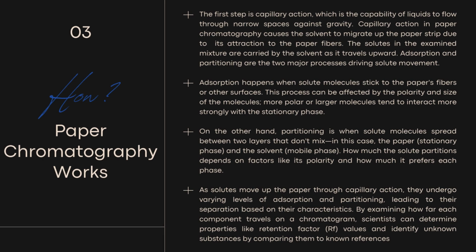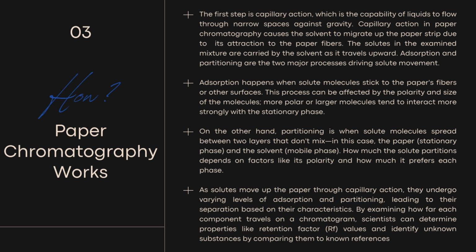Next, I'm going to talk about how paper chromatography works. The first step is capillary action, which is the capability of liquids to flow through narrow spaces against gravity. Capillary action in paper chromatography causes the solvent to migrate up the paper strip due to its attraction to the paper fiber. The solutes in the examined mixture are carried by the solvent as it travels upwards.